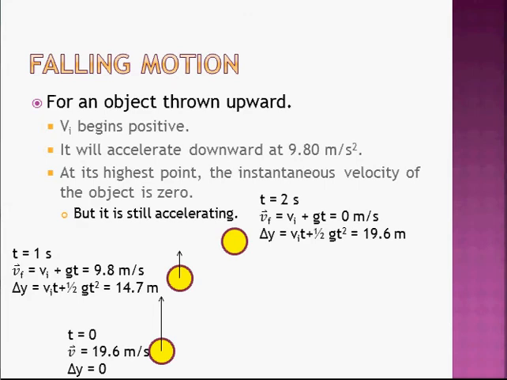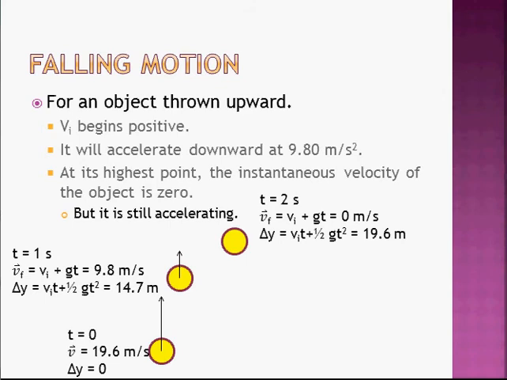Now, at that peak, it is still accelerating. That is something that a lot of people mistake. Just because it gets to the peak and it has a velocity of 0, that does not mean its acceleration is 0. If that were the case, then it would just hang up in the air, and that would be really weird. So it is still accelerating at all points here, but at the very peak of its motion, the velocity is 0. And you can see there that our displacement is now 19.6 meters.